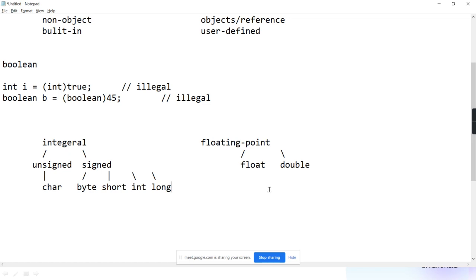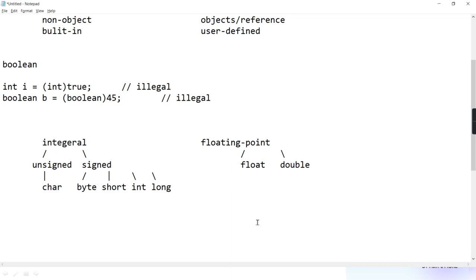So altogether, how many data types are there in Java? 8 data types. One is boolean, 1 char makes 2, these 4 make total 6, and these 2 make 8. Is it clear to all of you? Right? And their keywords are like this: boolean is the keyword for boolean, char for character, byte, short, int, long are the 4 keywords, and for float and double, the float keyword and double keyword.